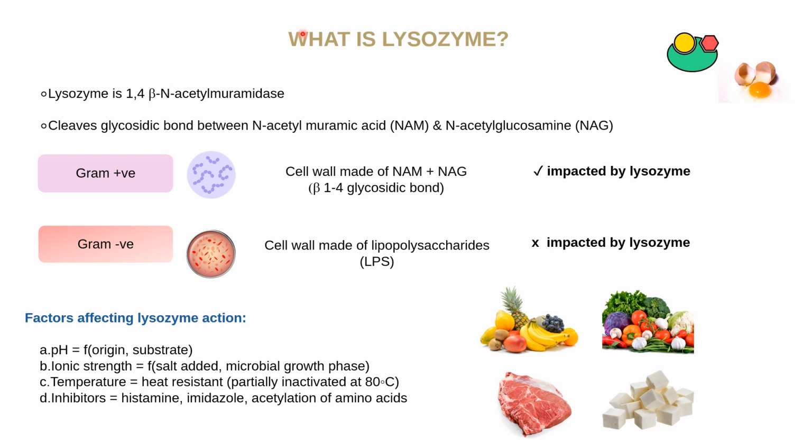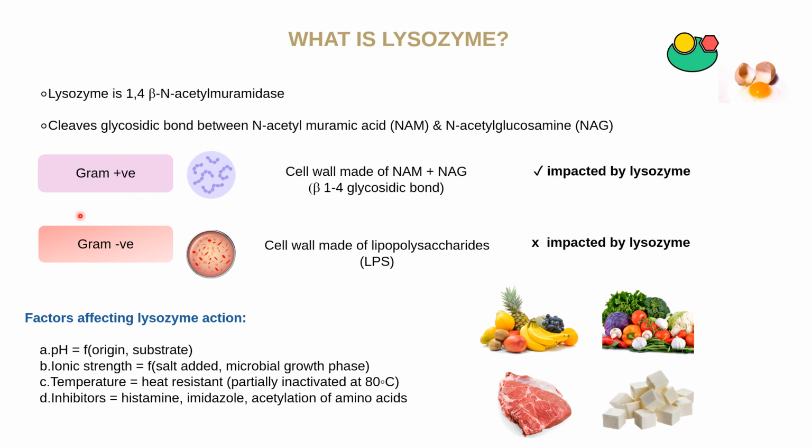Let's see how. Bacteria can be divided into two types depending on how they respond to gram staining. Those that respond to gram staining appear purple in color and are called gram-positive bacteria, and those that do not respond to gram staining appear pink in color and are called gram-negative bacteria. Gram-positive bacteria respond to gram staining as their cell wall is made of peptidoglycan, which is rich in N-acetylmuramic acid and N-acetylglucosamine. This means that this bacteria can be impacted easily by lysozymal activity.